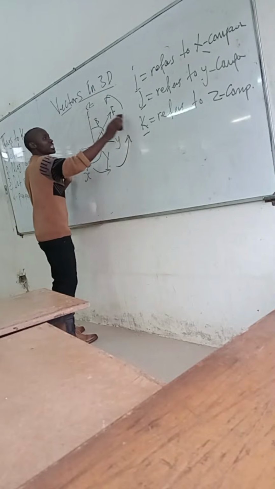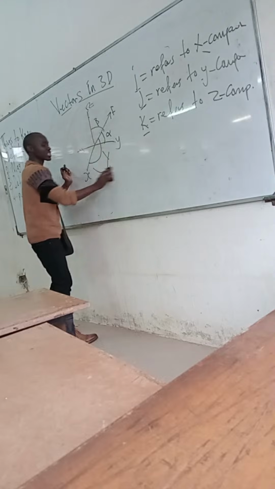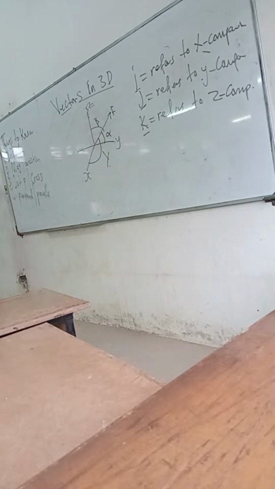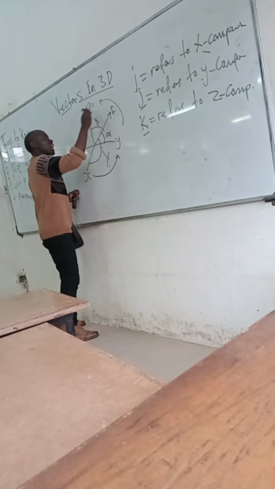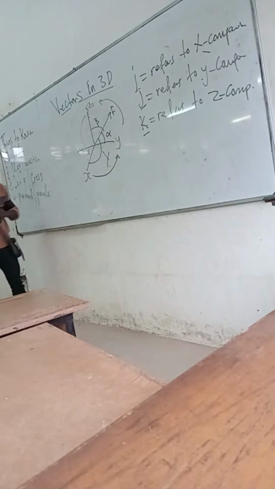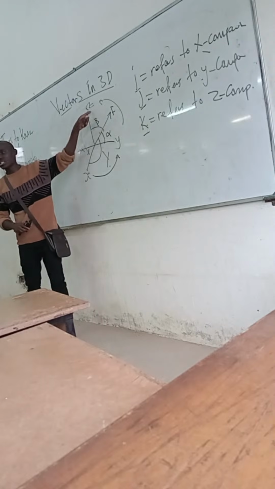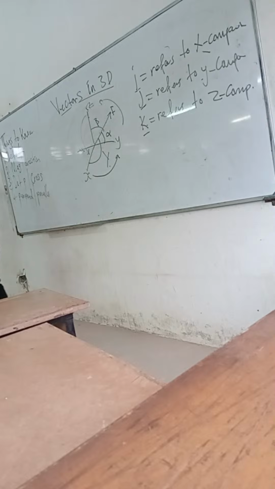What is the unit direction? Maybe you don't understand. What is the unit direction? Always remember that we move from X to Y to Z. That means we move from X to Y to Z and go back to X. That is the direction. Simple, guys. Vectors in 3 dimensions always move from I to J to K. The order is important here. Always move from X to Y to Z, then go back to X.